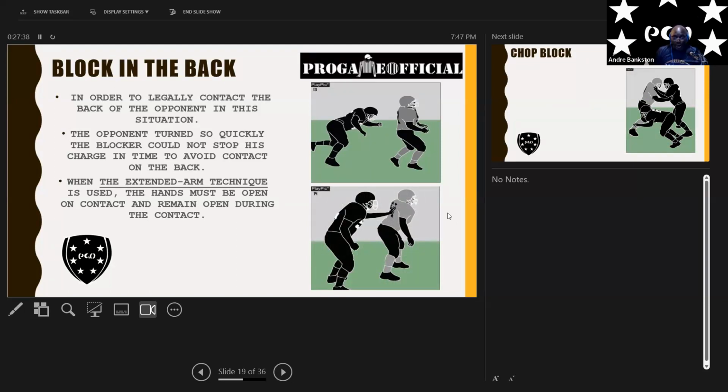So using the extended arm technique is fine. Remember, you can't do this anyway. That's illegal, right? No matter if they turn on you and you come in there and you throw the forearms, now we've got a legal blocking technique. Not necessarily a block in the back, but a legal blocking technique because you threw your arms and forearms. So the extended arm technique is what we're phrasing it when we make contact. It should be the extended arm technique for every contact, because remember, no arm should be swinging or moving really fast.